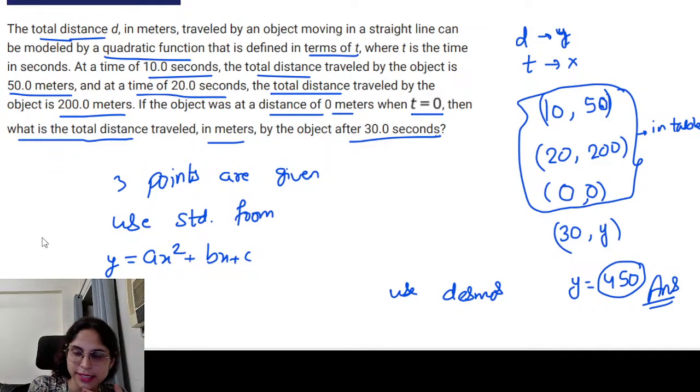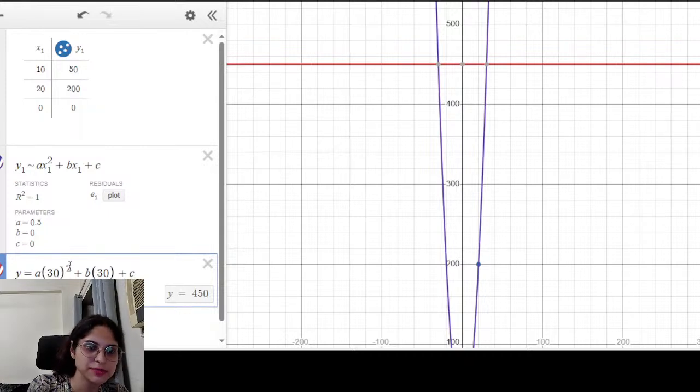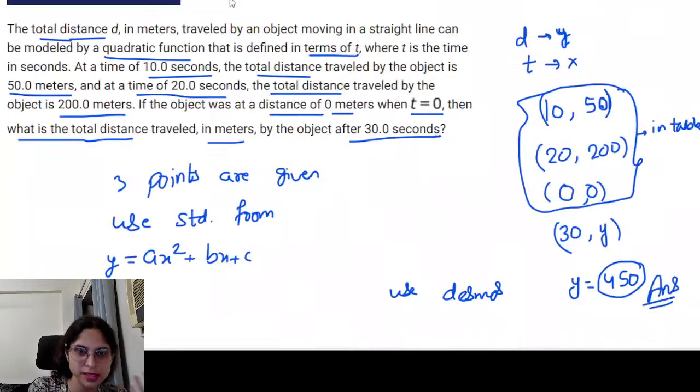So for this one, d is y, t is x. 10, 50, 200, 200, 0, 0, 30, y is 450. So you put these in a table, you write the equation in standard form, y equals ax squared plus bx plus c. You use Desmos, and then you write y equals a times 30 whole squared. You don't need b and c because their value is 0.